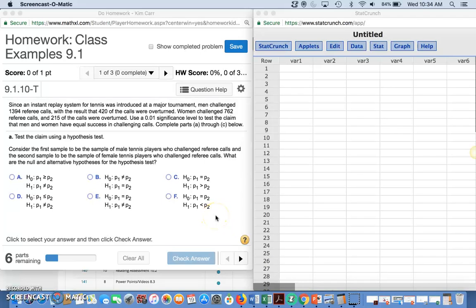Okay, this is the class examples from 9.1. This is number 1. There are 3 of them. We'll do one that's not equal to, one that's less than, one that's greater than.